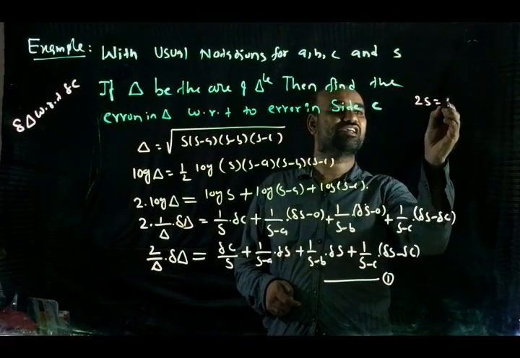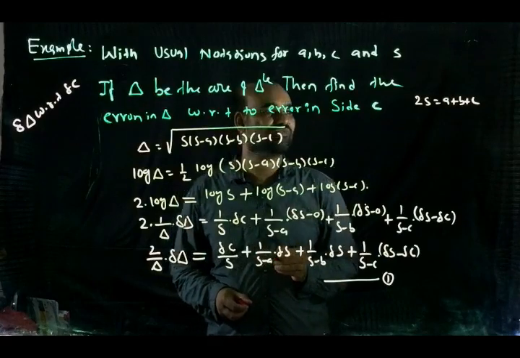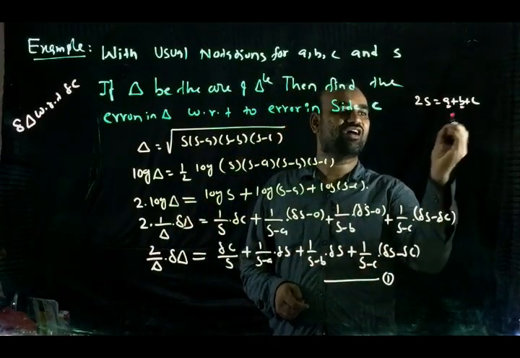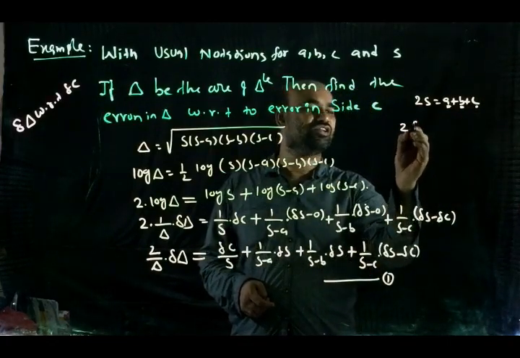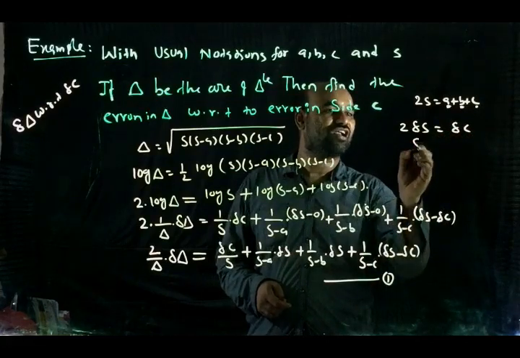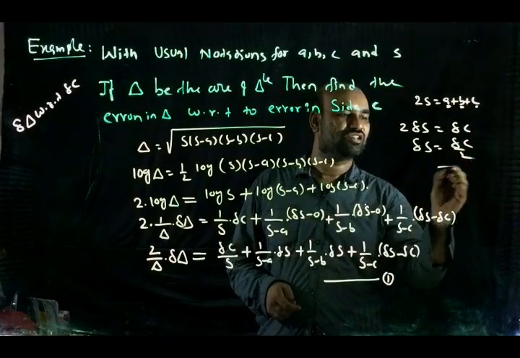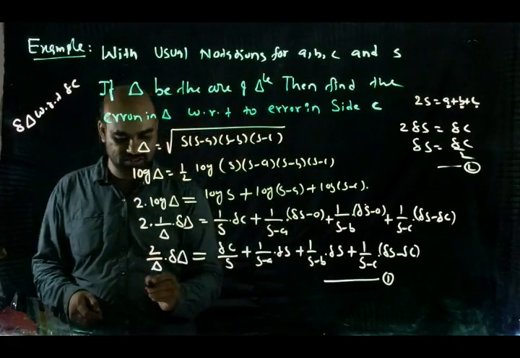2S means what? A plus B plus C, the perimeter of any triangle, divided by 2S. So here what happened? A and B are constant, C is varying. Automatically S will vary. 2 into delta S equal to delta C, or delta S means we can write delta C by 2. This is result number 2. Substitute these two in the first equation.